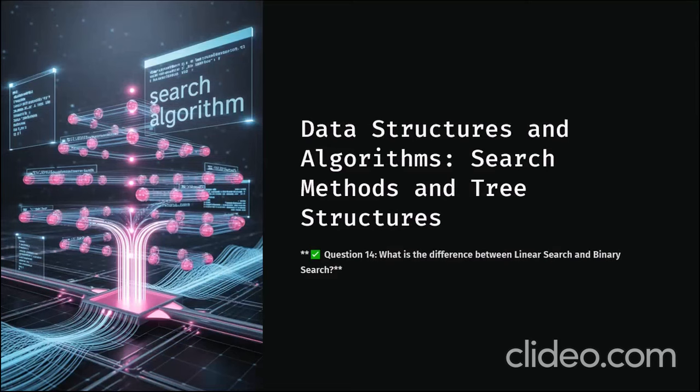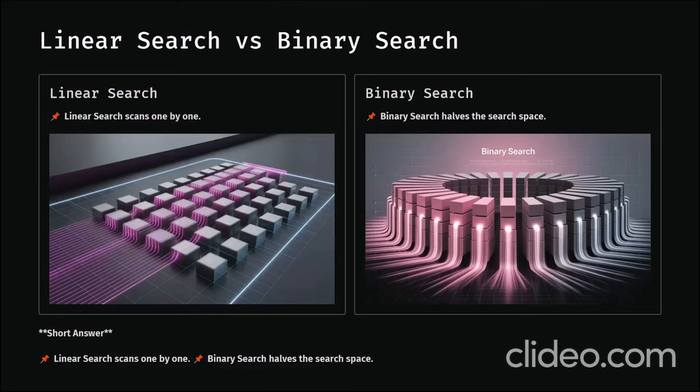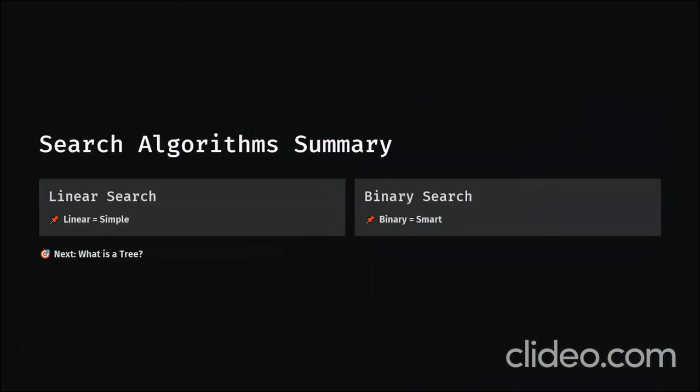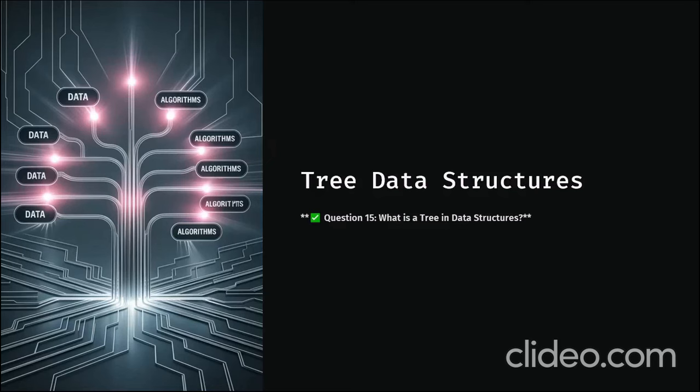What is the difference between linear search and binary search? Right? Linear search scans one by one, while binary search halves the search space. Right? Okay, so linear search is simple, while binary search is smart.